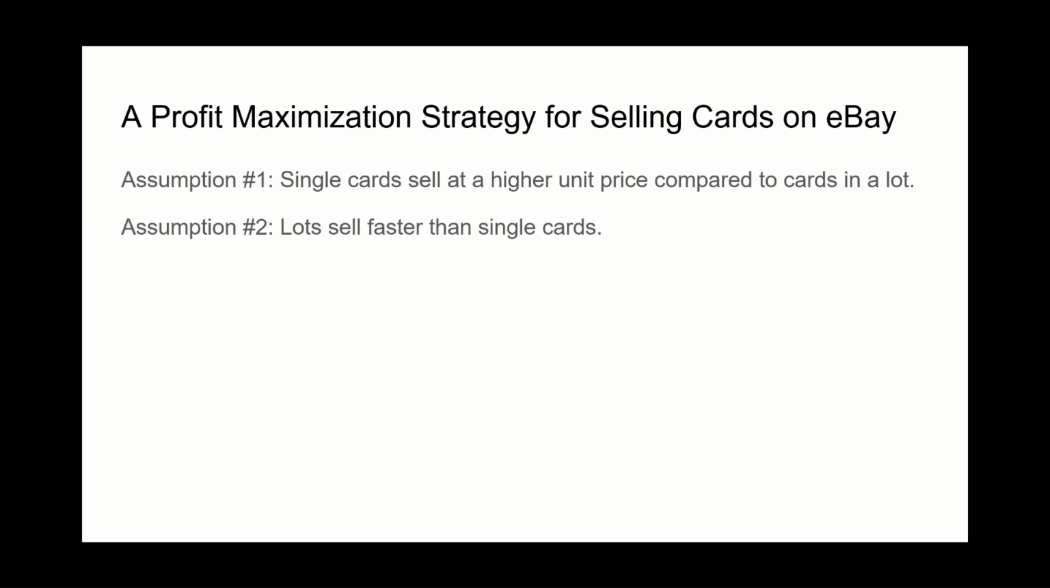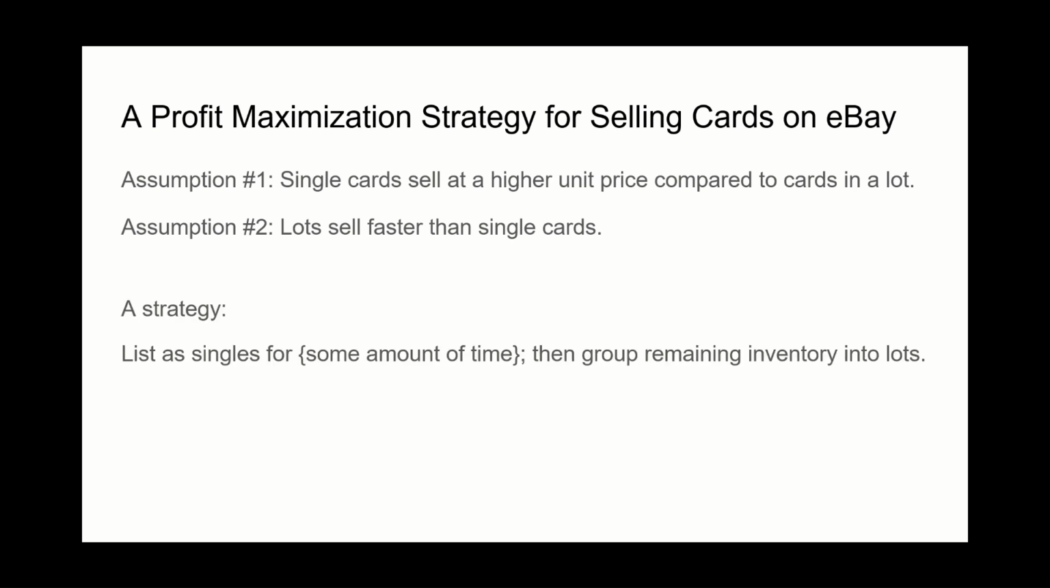But my strategy today to maximize profit that I'll be talking about is, why don't we list these cards as singles for some amount of time? We can leave that up to ourselves. And then after that amount of time, some have sold at this point, but for the rest, let's group that remaining inventory into lots. And at this point, you can kind of get the highest price point for the cards that do sell, and predictably, not everything will sell.